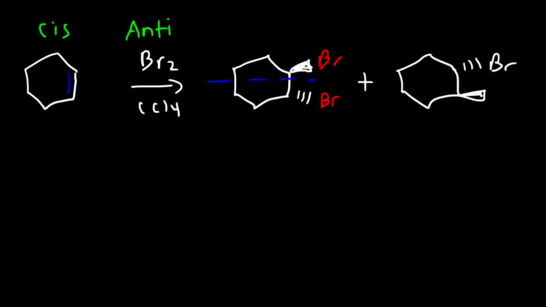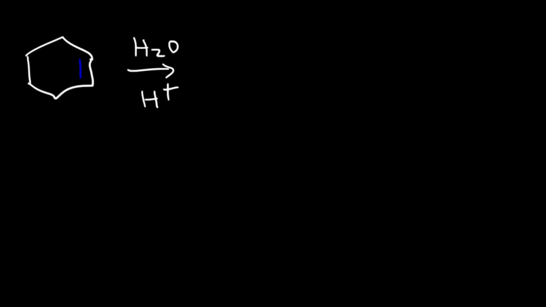And so this is going to be the product of this reaction. Now let's move on to part C. This time, we're going to react cyclohexene with water under acidic conditions, which is equivalent to H3O+. So the only thing that's going to happen is the alkene will be replaced with an alcohol, and we're going to add one OH group.